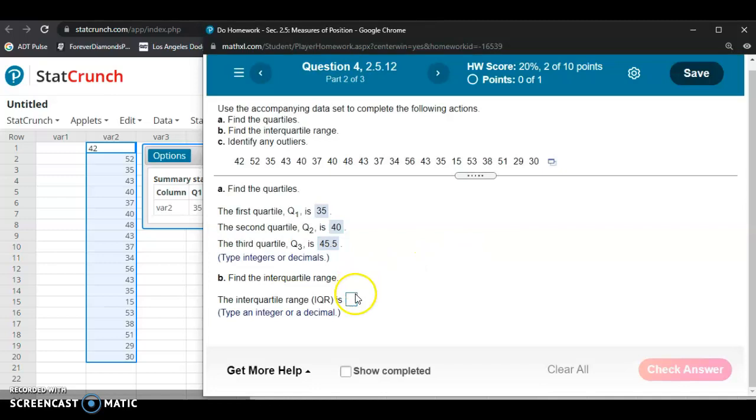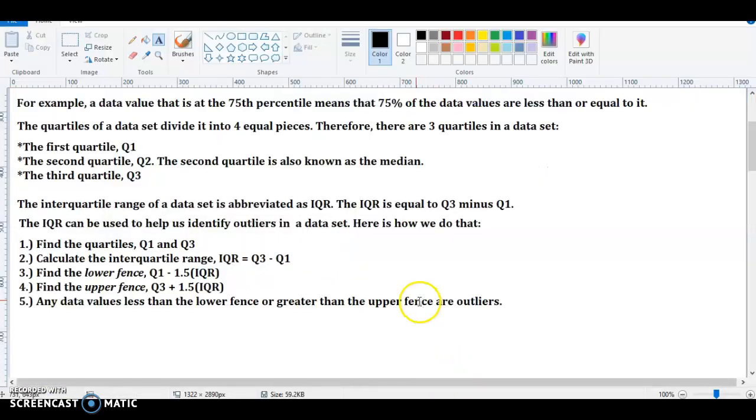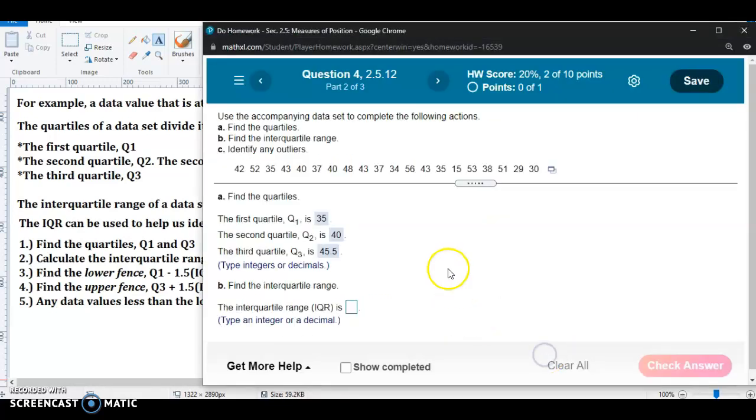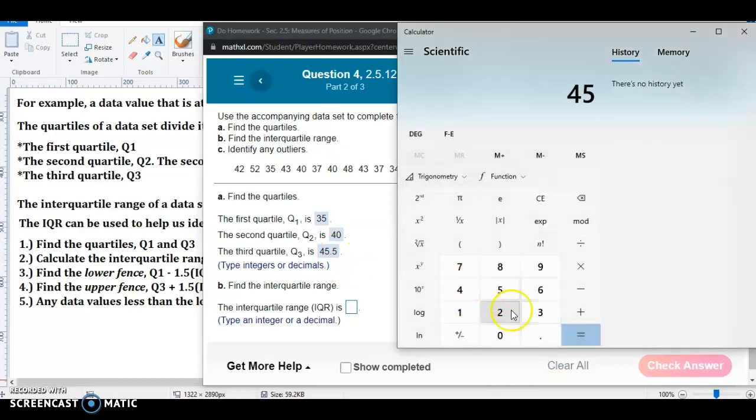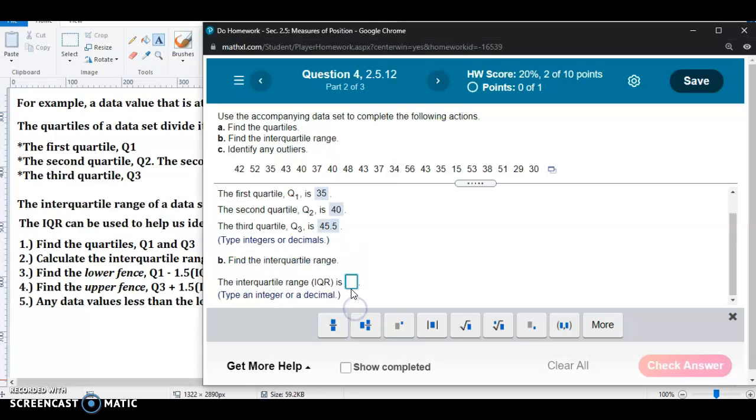Okay, so now we're going to find the interquartile range. Remember, the interquartile range is equal to Q3 minus Q1, so we can do that on a handheld calculator. Q3 is 45.5, and we're going to subtract from that Q1, which is 35. And we get 10.5 as our IQR.